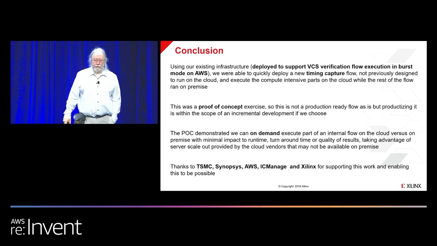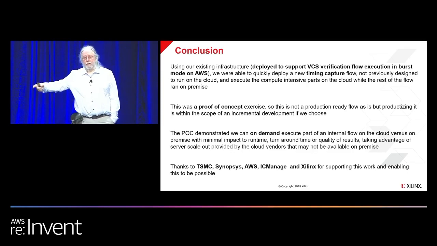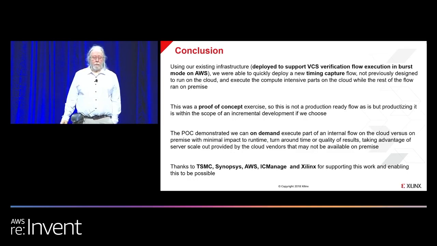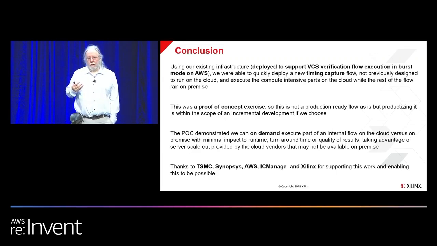The timing flow that we have here is a proof of concept, not a production flow today. If we do this, what would it take and how can we go do that? We are working towards productizing this flow, but the data I shared today is proof of concept data, not production data. VCS is production.